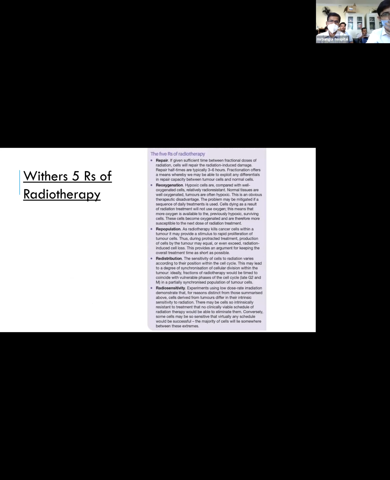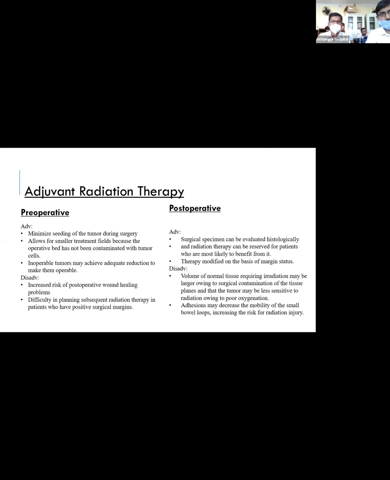Now we have Withers' 5 Rs of radiotherapy. Basically, the points covered here are what Withers speaks about when he talks about reoxygenation, how hypoxic cells are less sensitive. Repopulation, in between the treatments, might hurt us, as it leads to rapid tumor growth as a response to radiotherapy. And redistribution is the same, that different cell cycle phases respond differently to the radiotherapy.